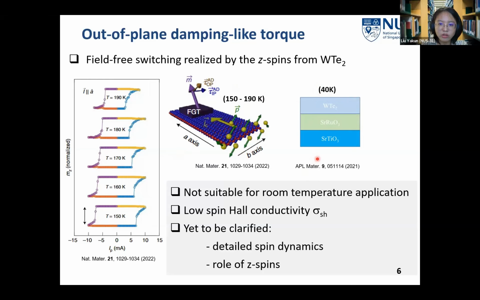So we know that for commercial application, we always require room temperature. And also WTe2 has very low spin Hall conductivity. Meanwhile, from the mechanism, we also have no idea about the detailed spin dynamics of the field-free switching and also the role of the Z spins in this switching process. So this is also the main topic of our work.